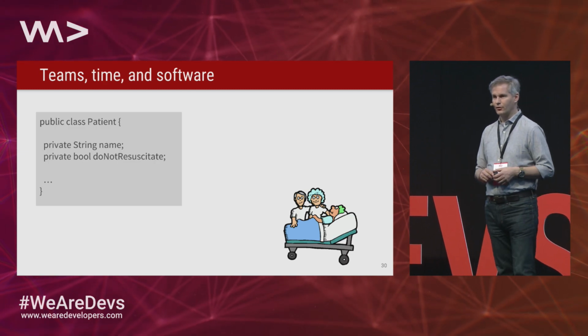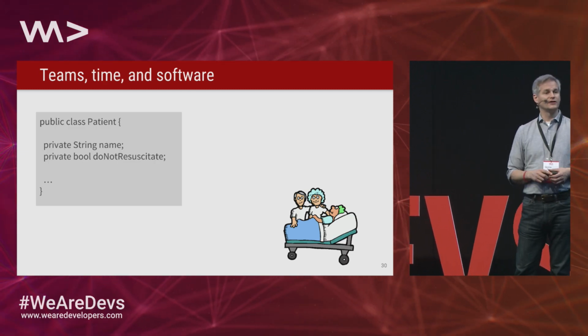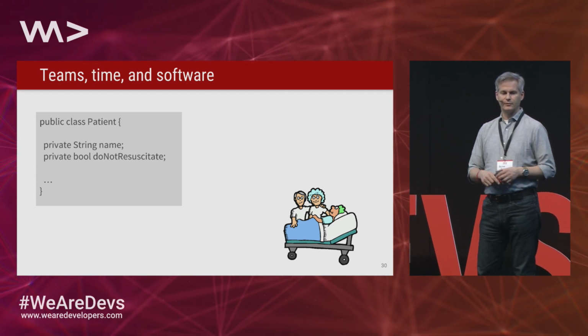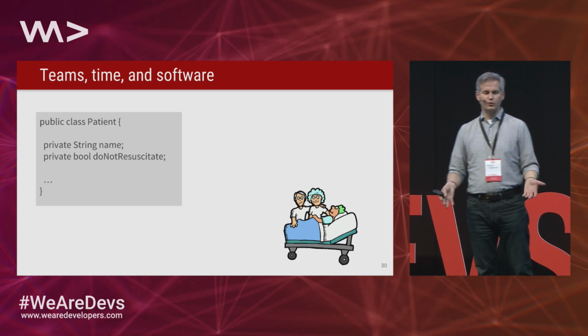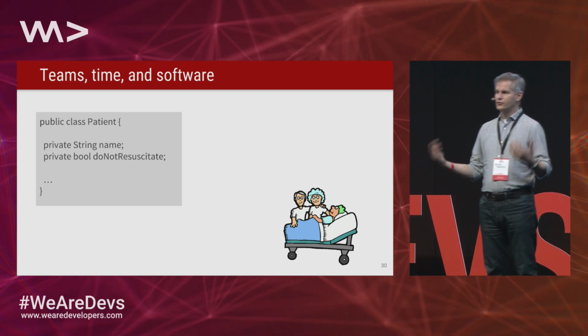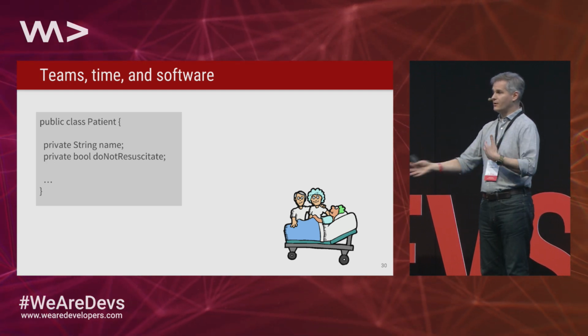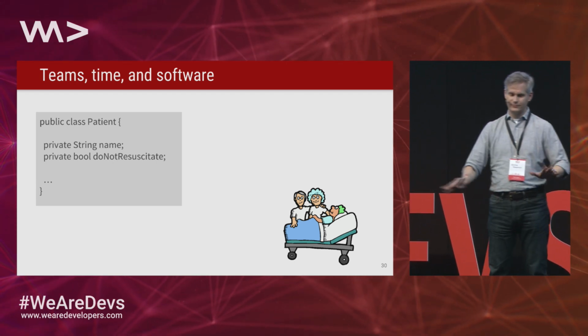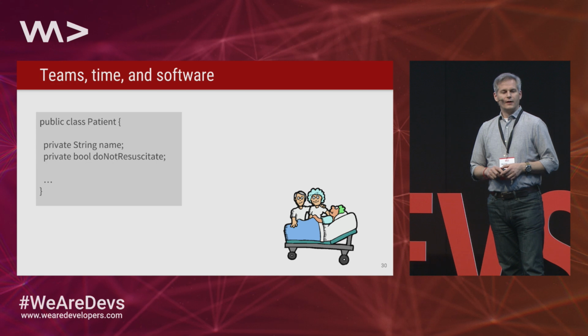Here's some really simple code that you might write if you were writing some hospital software. Okay? So you've got a patient, the patient has a name, and there's a Boolean in there that says whether you should try to save them if they start to pass away. Okay, kind of serious stuff. It's going to get worse.